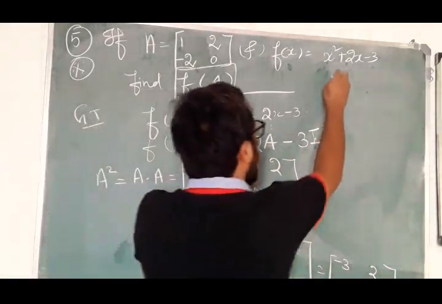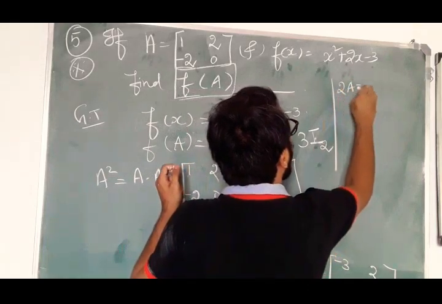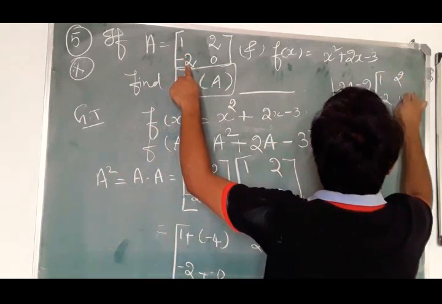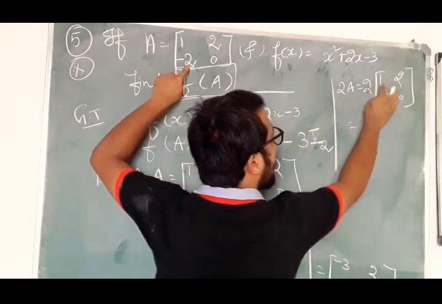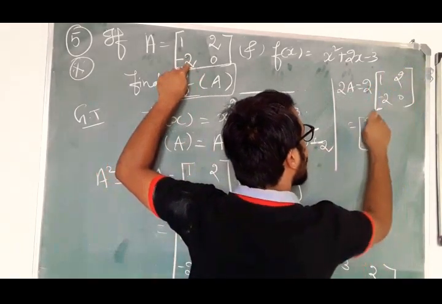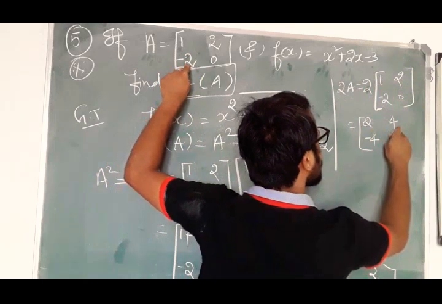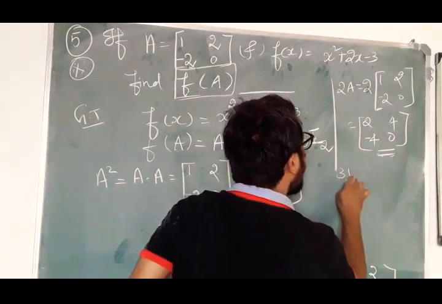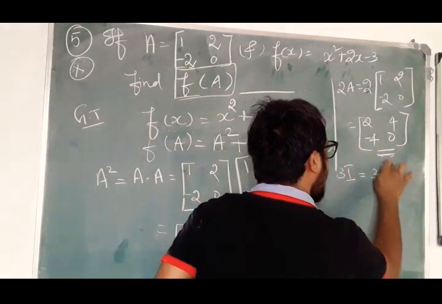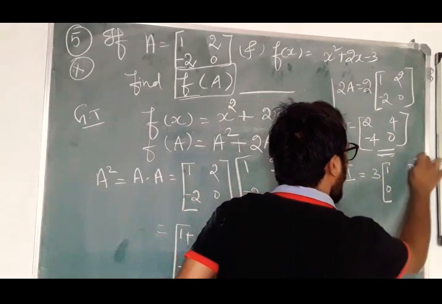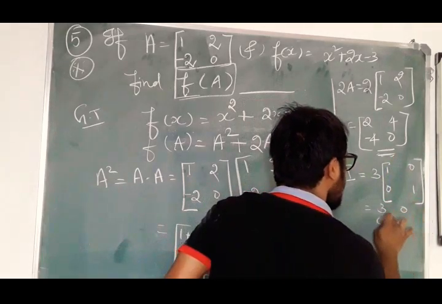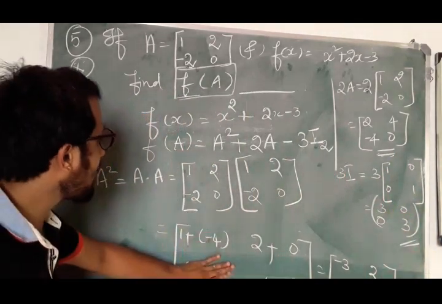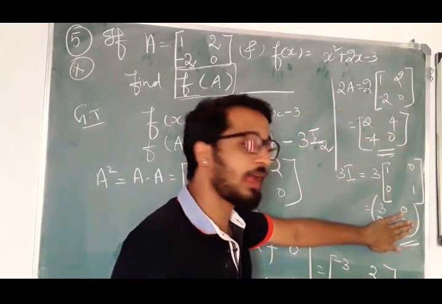Now, what is 2A? That means scalar multiplication. 2A means 2 into A, which is [1, 2; -2, 0]. That means I have to multiply 2 with each element in the matrix. That is [2, 4; -4, 0]. That is nothing but 2A. So now 3 into I2, identity matrix of order 2. That means 3 into [1, 0; 0, 1]. That is [3, 0; 0, 3]. This is nothing but 3I. Is it clear? So you have A square, you have 2A, you have 3I2.